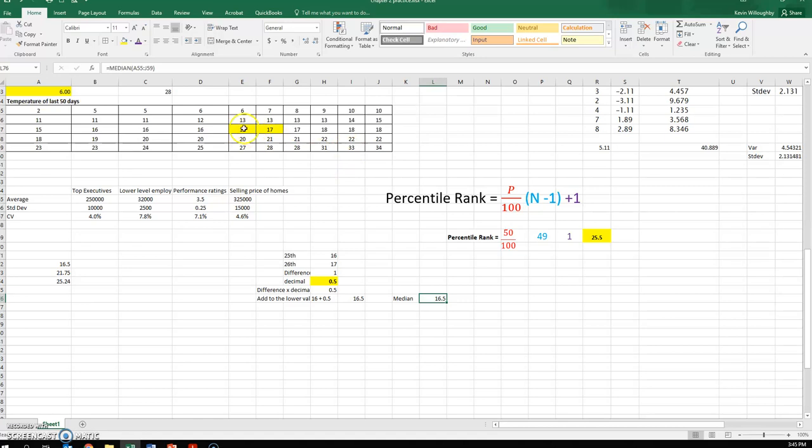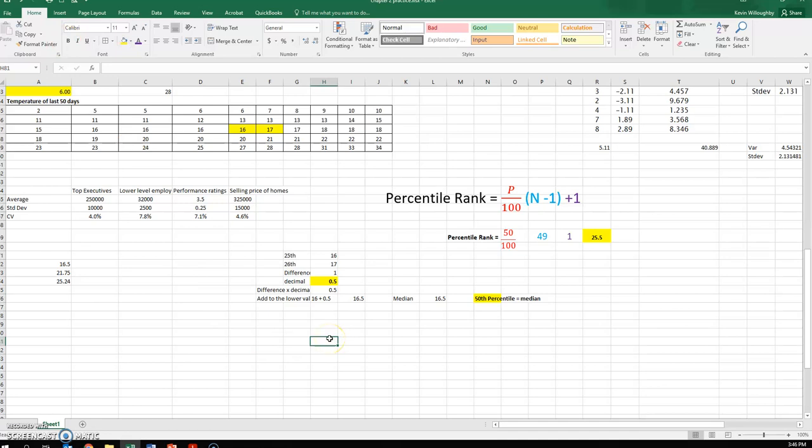The median is a middle point. With 50 pieces of data, the middle point is going to be between the 25th and 26th value spots. The average between 16 and 17 is 16.5, which is basically the process that we did here. We did it slightly differently, but just keep in mind that the 50th percentile equals the median. That's something noteworthy.